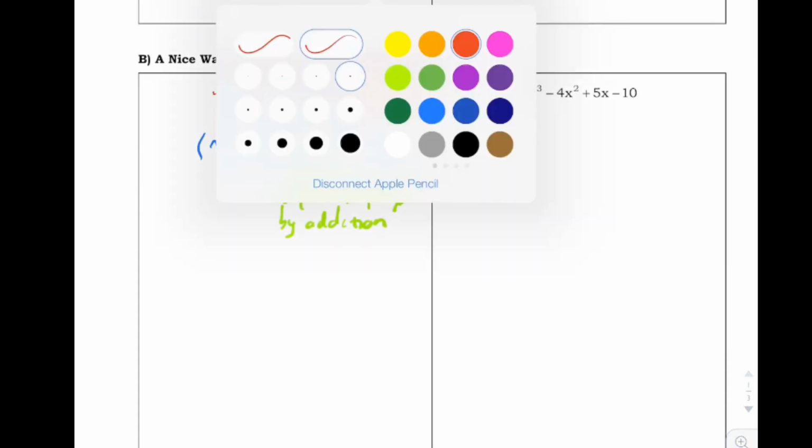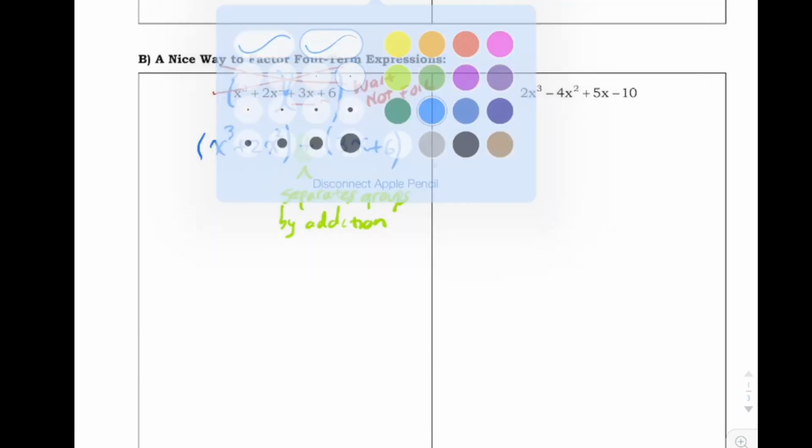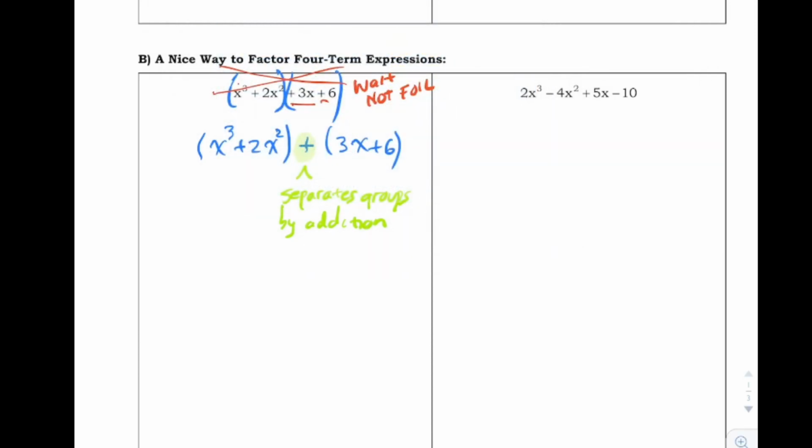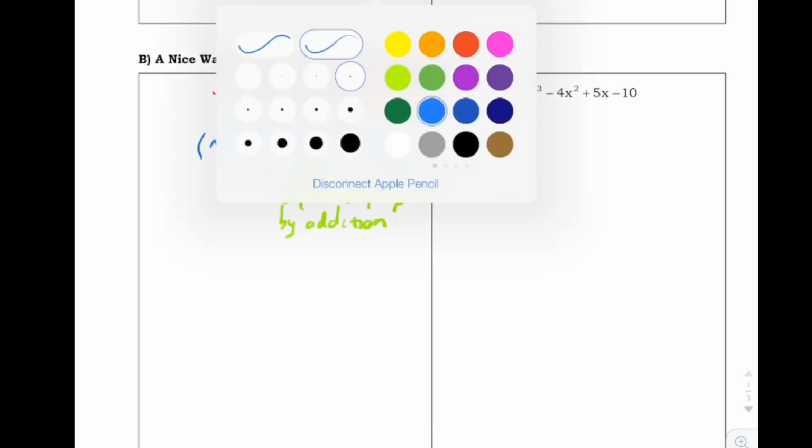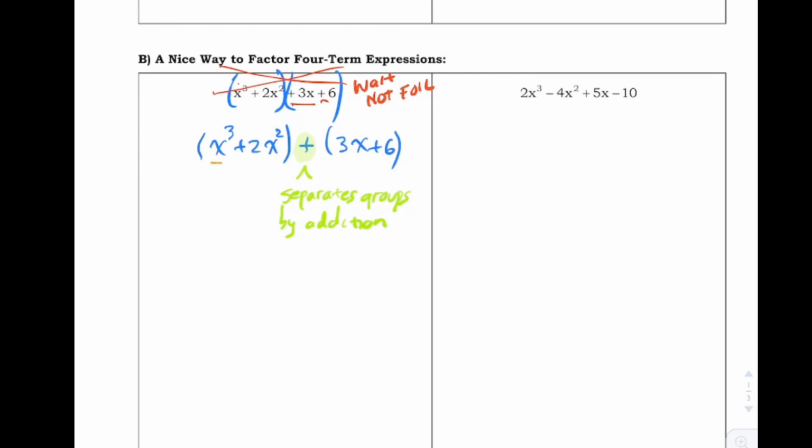Anyway, that's much ado about step 1, the grouping part. Once you've grouped, here's where the magic will start to happen. You look at the first group and you say, pull out a common factor from there.